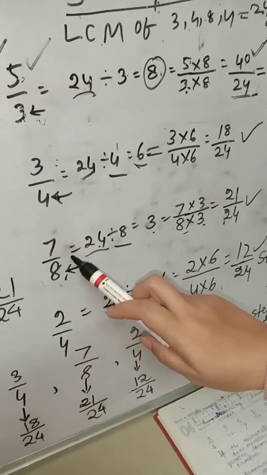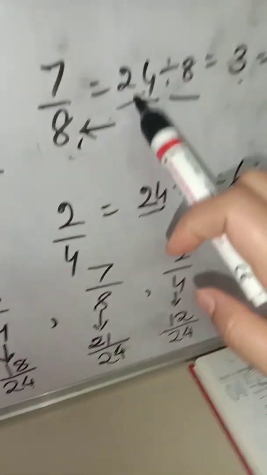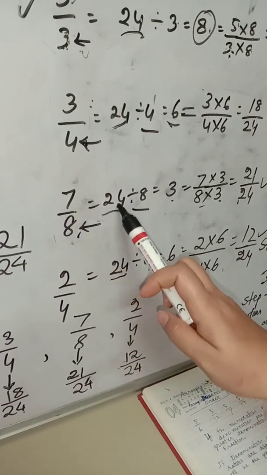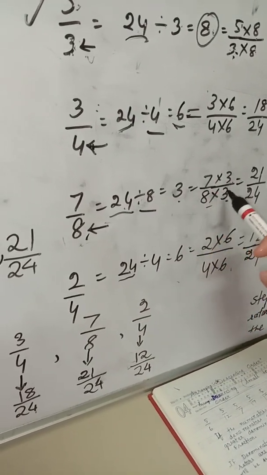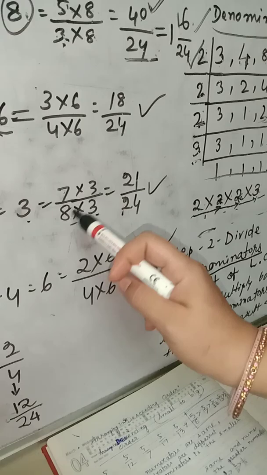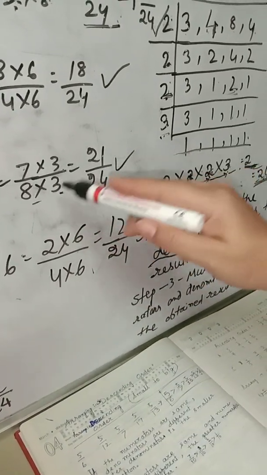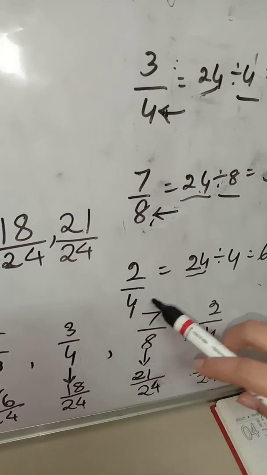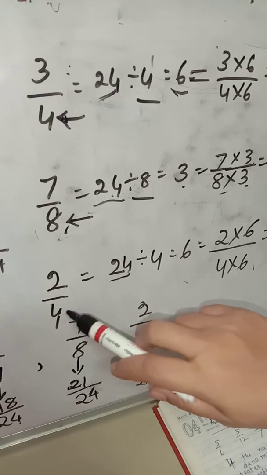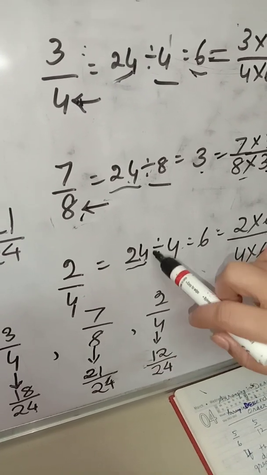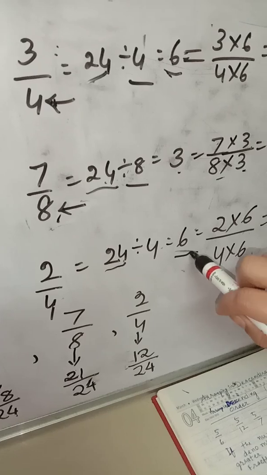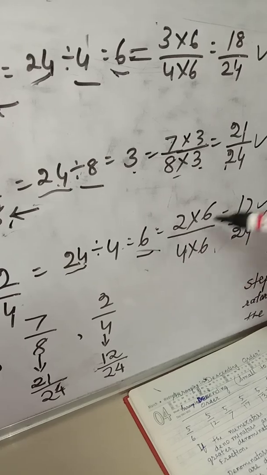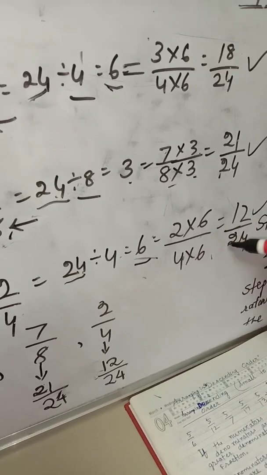Now we are moving to the third fraction. Here the LCM is 24, and the denominator is 8. So 24 divided by 8 is equal to 3. So 7 by 8, 7 into 3, 8 into 3: 7 3s are 21 and 8 3s are 24. The last fraction is 2 upon 4. Again our LCM, then the denominator 4, so we divide. 4 6s are 24, so the answer is 6. Now we multiply the numerator and denominator with 6. So 2 6s are 12, 4 6s are 24.